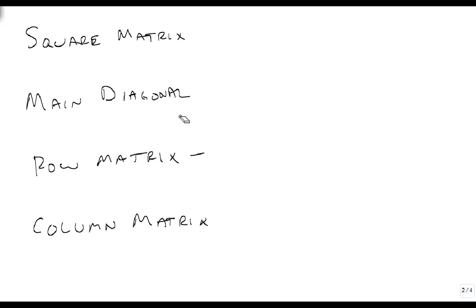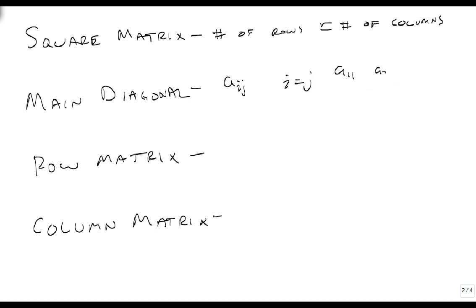A square matrix is a matrix where the number of rows equals the number of columns. And these get used a lot, so we'll talk about them in a lot more detail as we go. The main diagonal is defined as any entry a_ij where i equals j. So in other words, a_11, a_22, a_33 becomes our main diagonal, and it just follows down the diagonal from the top corner to the bottom right corner.